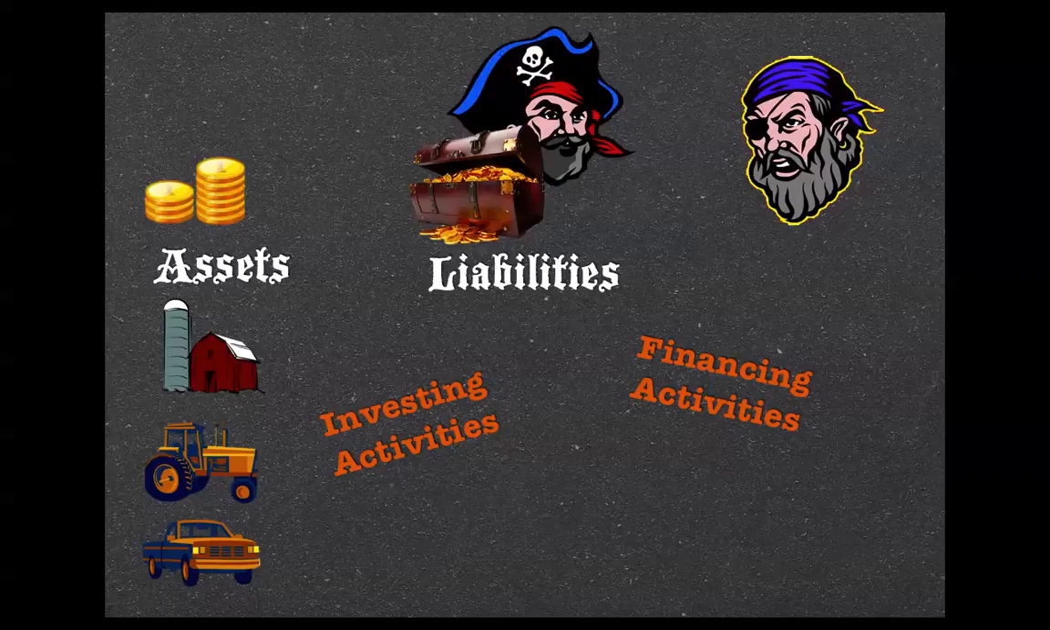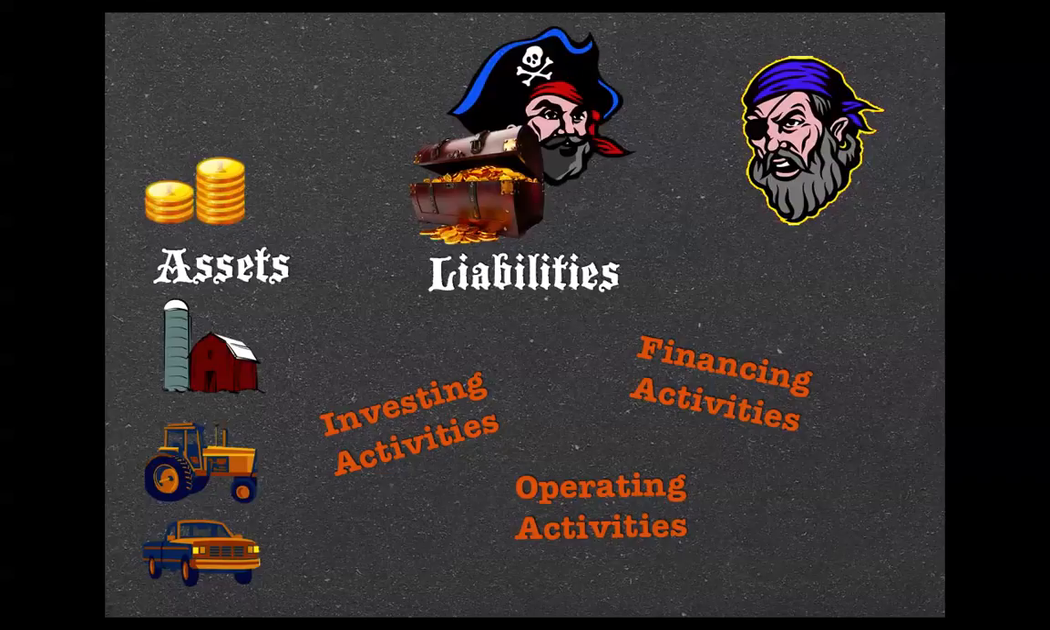Now, once we've acquired the assets that we need in order to run our farm, then we can operate our farm, our business. So financing activities, investing activities, and operating activities. You're going to see these again throughout accounting.